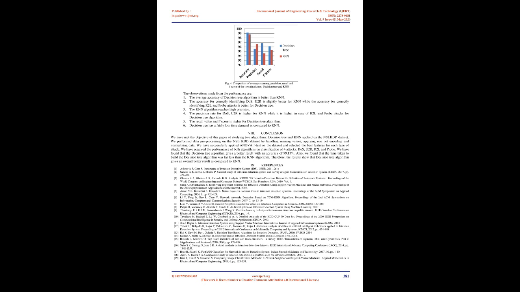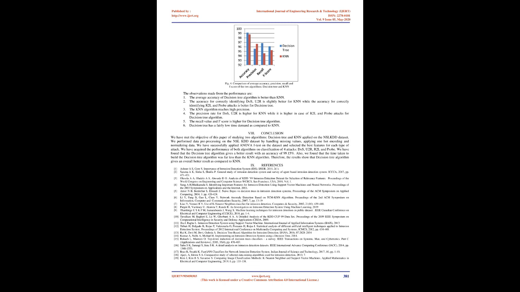Fig 3. Comparison of accuracy acquired by the two algorithms, decision tree and KNN. Fig 4. Comparison of average accuracy, precision, recall and F-score of the two algorithms, decision tree and KNN. The observations made from the performance are: 1. The average accuracy of the decision tree algorithm is better than KNN. 2. The accuracy for correctly identifying DoS and U2R is slightly better for KNN, while the accuracy for correctly identifying R2L and probe attacks is better for decision tree.